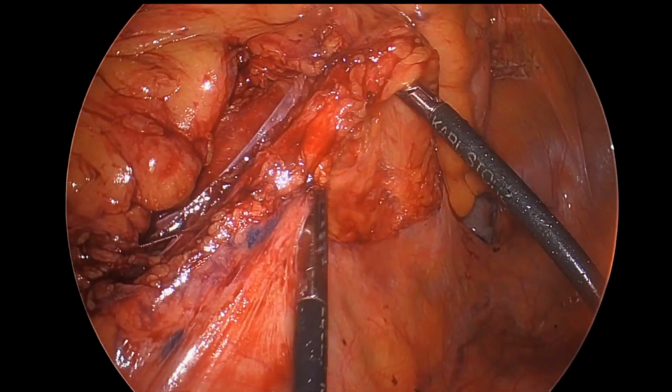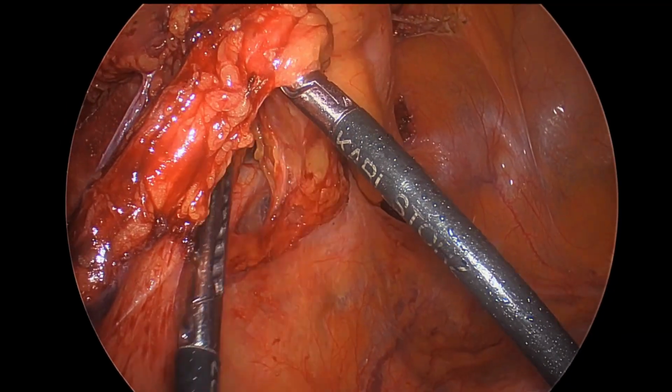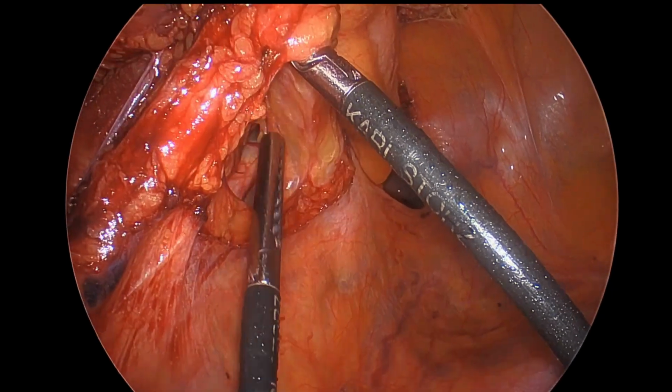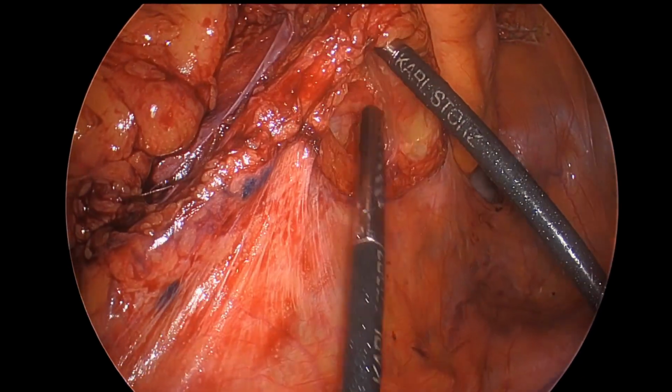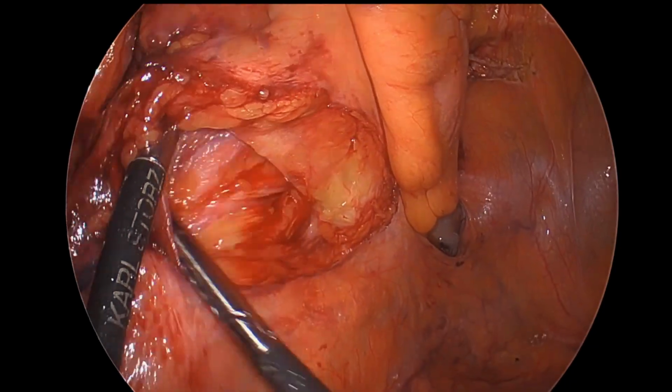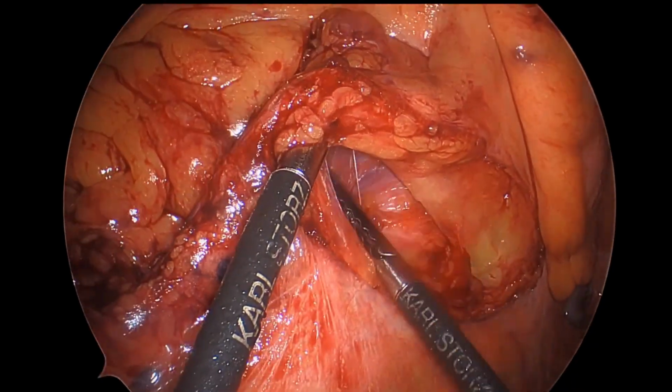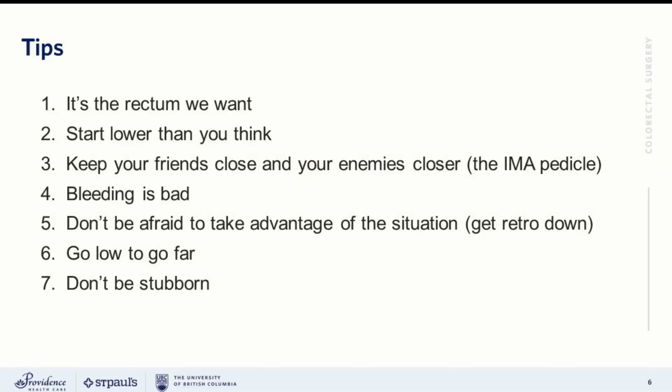You really want to start low. You want to deliver all the sigmoid colon out of the pelvis. Keep your friends closer and your enemies closer. Bleeding is bad. And there you have it. Those are our tips and tricks for medial to lateral dissection.